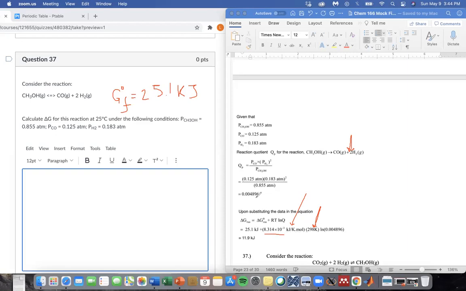Then you would just plug your Q value in. So you do delta G equals delta G plus RT ln Q. And so you would get 11.9 kilojoules, not as your standard, as your delta G for this reaction here.